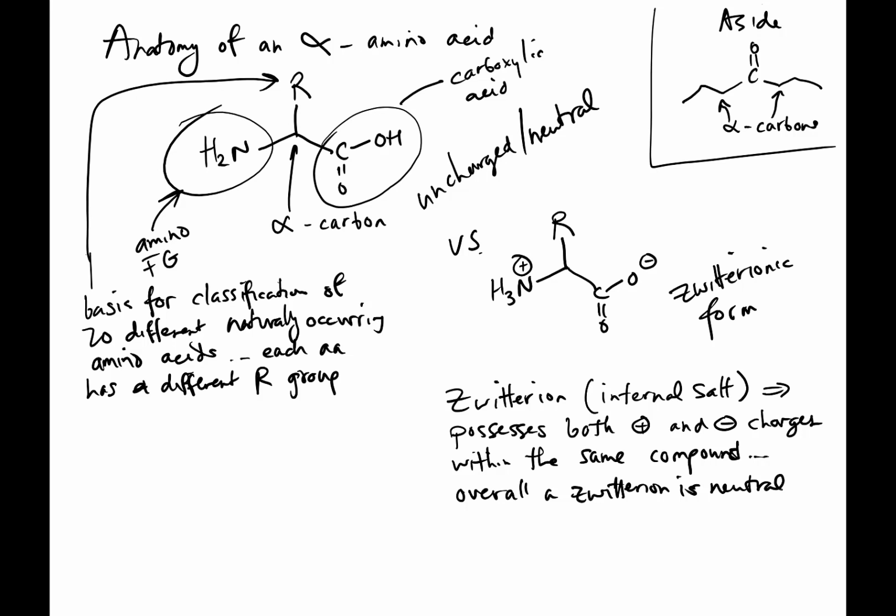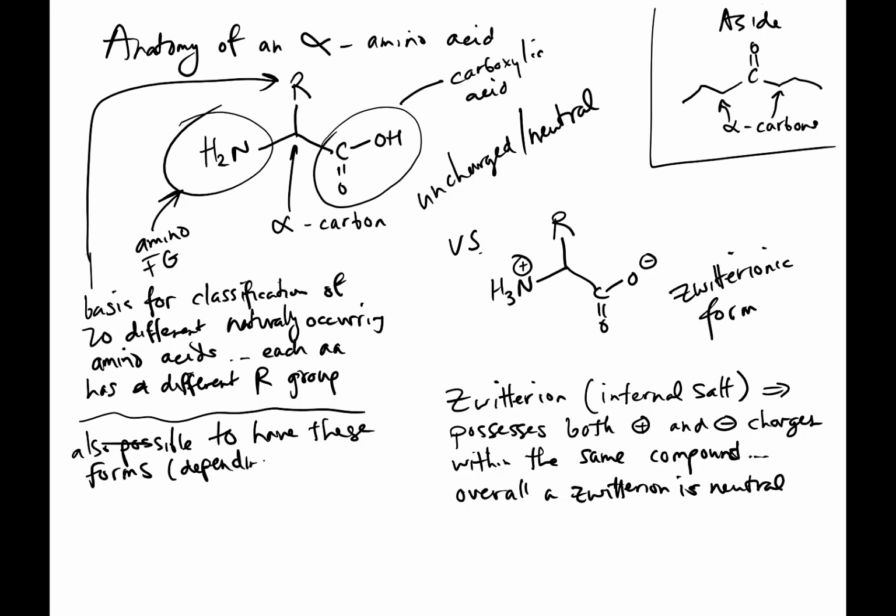Now it is also possible, and I'll put this down here, to have these forms. We'll go into this later. It's a pH dependent thing. But you can think about a situation where you have the nitrogen protonated and the carboxyl group protonated, or you have the nitrogen deprotonated, just the regular amine, and the carboxyl group deprotonated. So those are both possibilities as well. So don't be surprised if you encounter any of these.